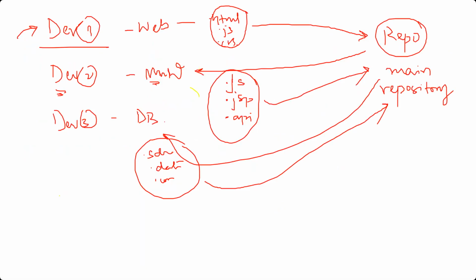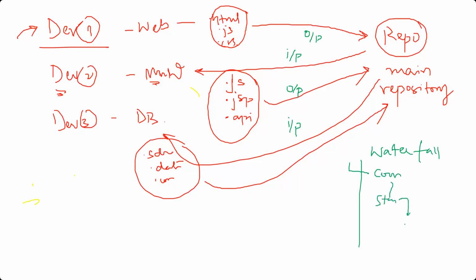So basically, one second, let me take this color. So basically, the output of dev 1 is becoming the input of dev 2. The output of dev 2 is becoming the input of dev 3. This is a waterfall approach. Okay. So in waterfall approach, one team completes the work, the other team starts the work. This team completes the work, the other team starts the work.